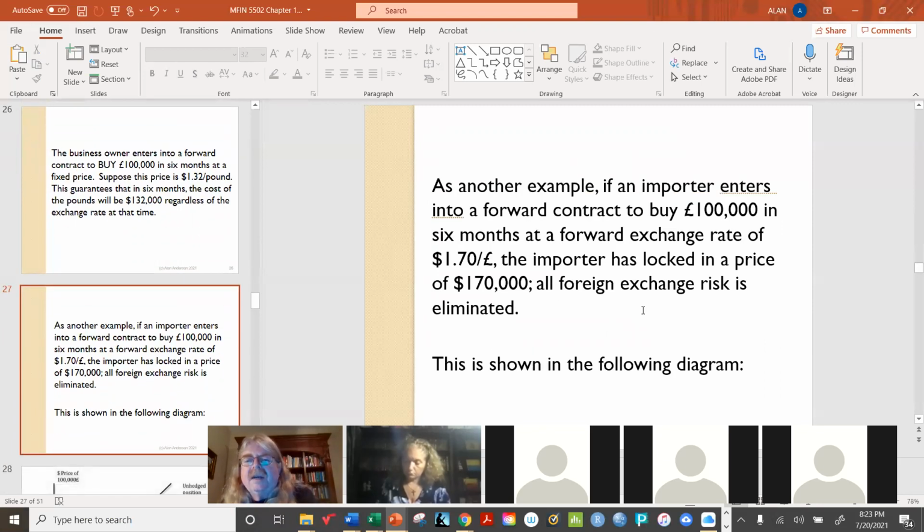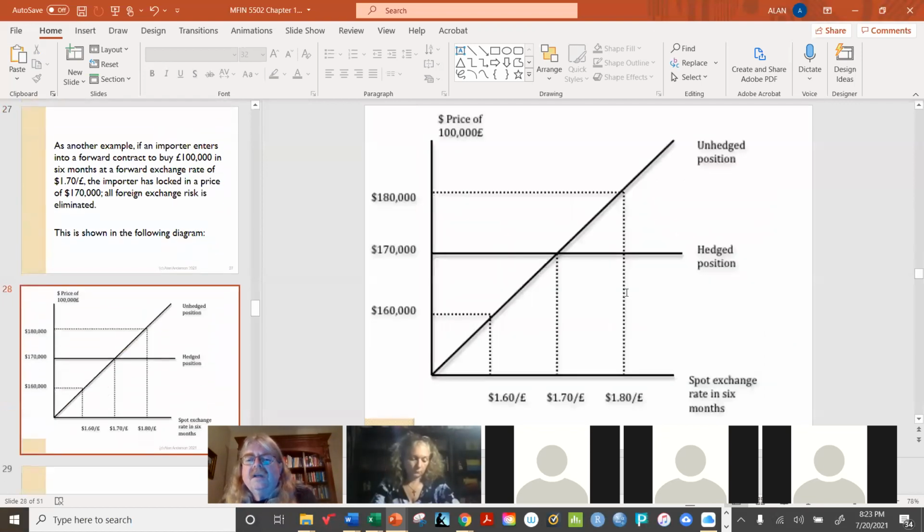Now, here's another example. Suppose that we enter into a forward contract to pay $1.70 per pound for a future delivery of 100,000 pounds. Now, if you look at this graph, you'll notice something interesting. This is the so-called hedged position. We're guaranteed to pay $170,000 with our contract, no matter what's happening in the market down here on the bottom. This is the spot exchange rate in 6 months. On the vertical axis is the cost of buying 100,000 pounds. So this is locked in.